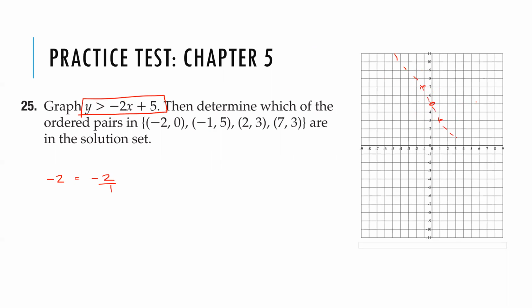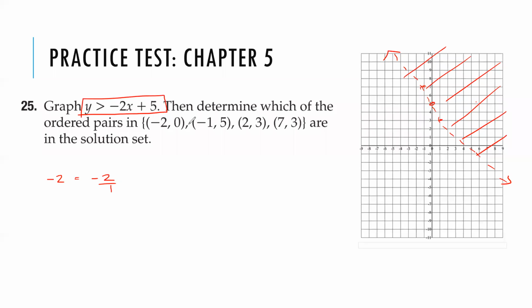So when I graph this, it's going to look like this. Okay? And everything greater than is going to be shaded, so everything above this line. Okay? So when I test these points, I can do one of two things.